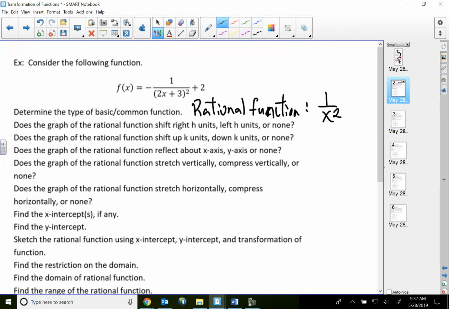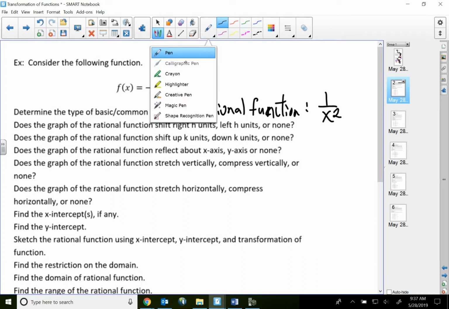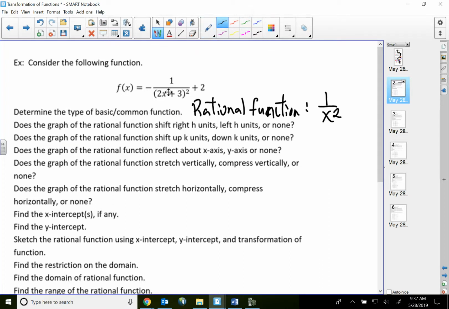Shifting to the right and left, horizontal shift. Horizontal shift means look inside. This one is a little bit tricky. Look inside the function, so that will be right here. Just by looking at it, a lot of students will say that is going to be to the left 3.